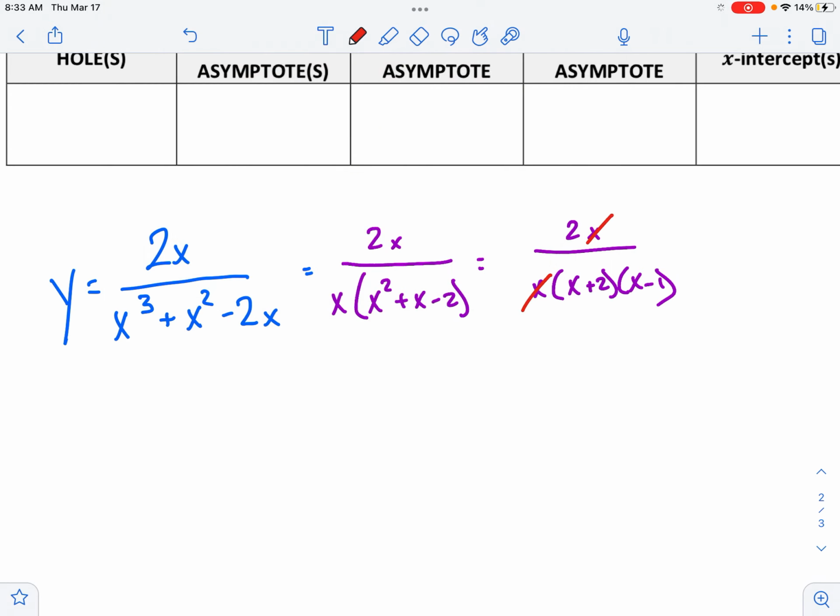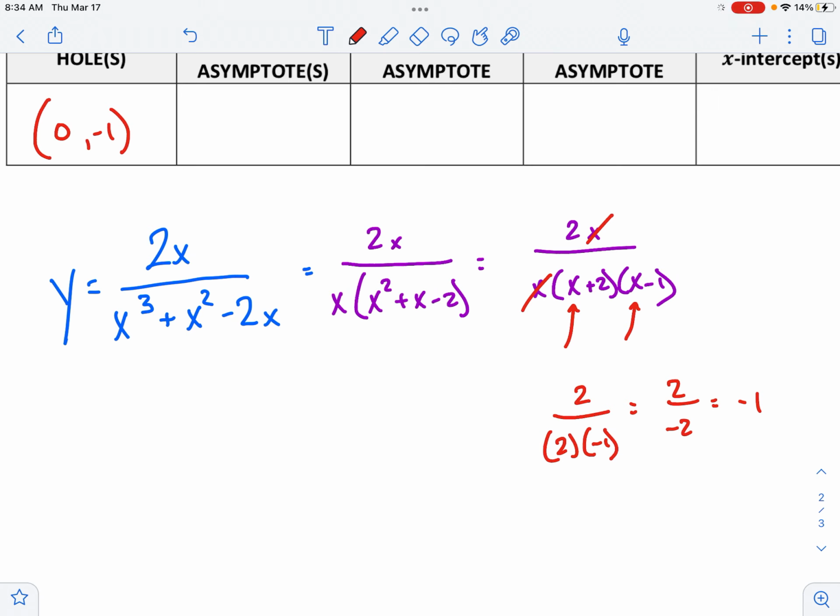I can cancel out an x, which gives me a hole. When x is 0, well, let's see. When x is 0, I find myself having a 0 here and a 0 here. So I end up with 2 over 0 plus 2 and 0 minus 1. So that's 2 over negative 2. So I have a hole at 0, negative 1. Negative 1 is going to be where my hole is.